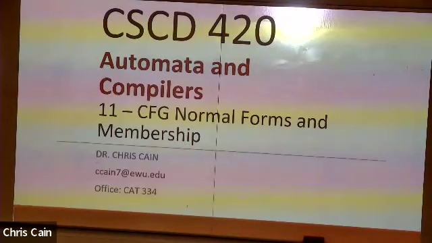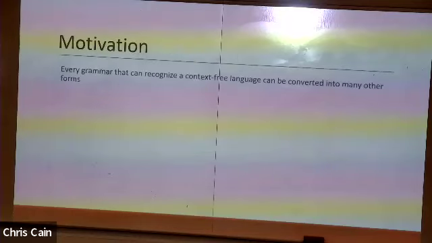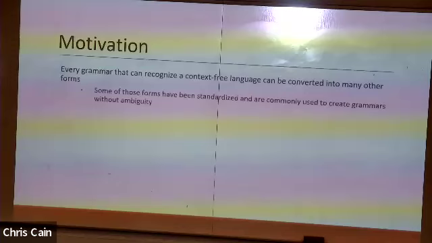Okay, so we talked about removing useless productions, but now we're going to start talking about some forms of context-free grammars that are useful and used for particular purposes. Some forms for grammars are standardized and used to, for instance, create grammars without ambiguity. They can also be used for other reasons, but there are sub-problems that are useful either to compilers or to other applications of automata and languages.